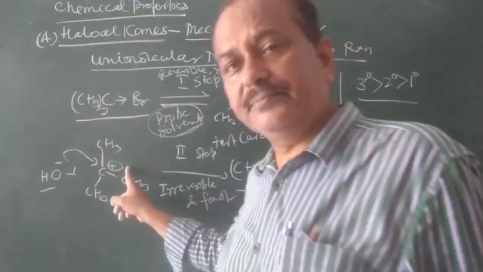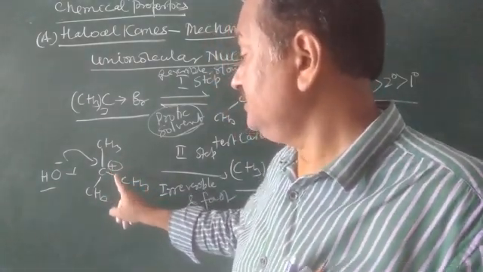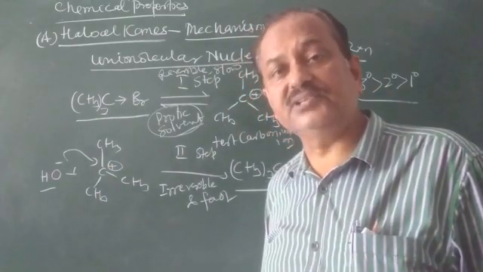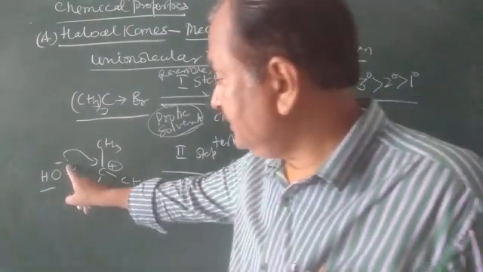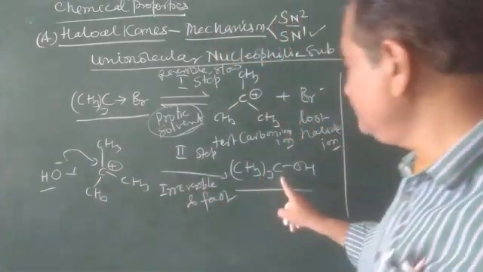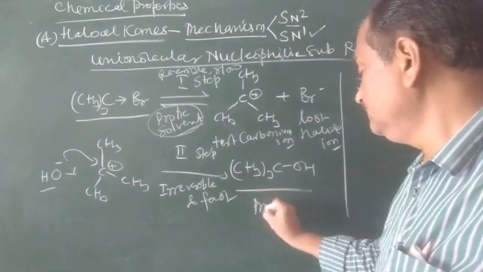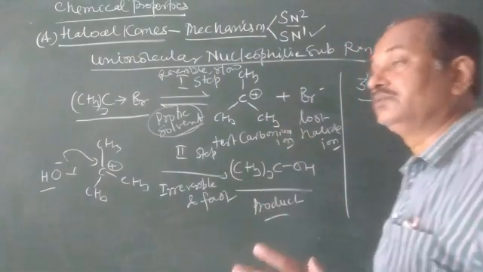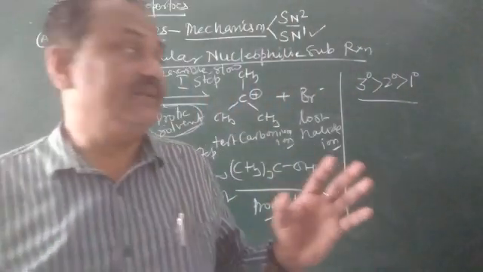So again it is the same. Polarization is there. This is the carbonium ion, tertiary carbonium ion, tertiary carbocation. So it is able to be attacked in the second step, and as a result there is formation of the product. So this is about the SN2 and SN1 mechanism.